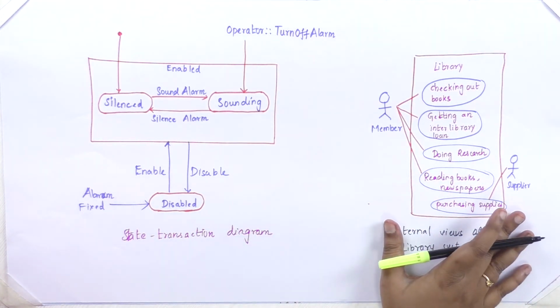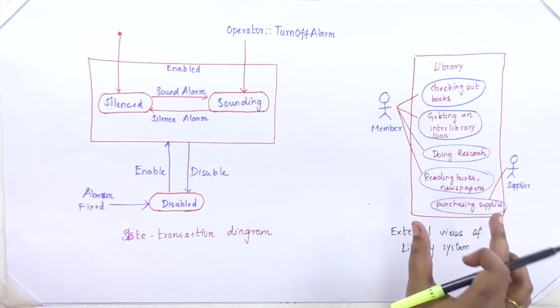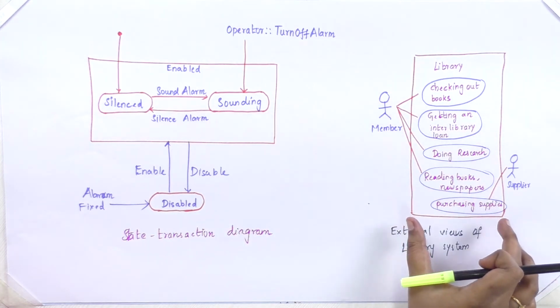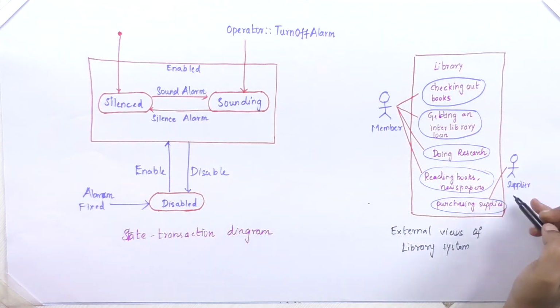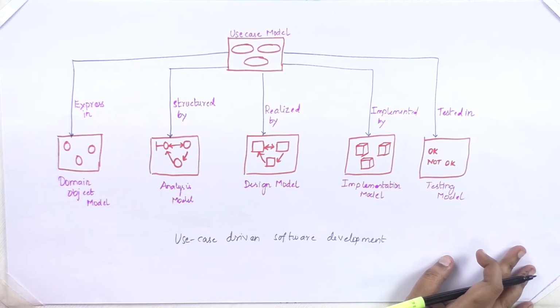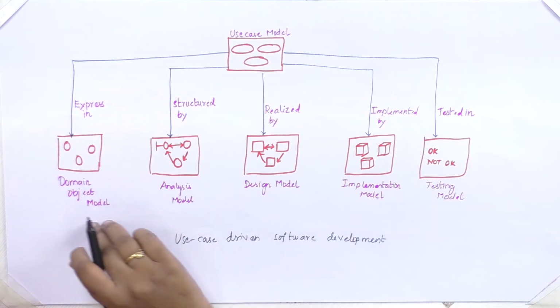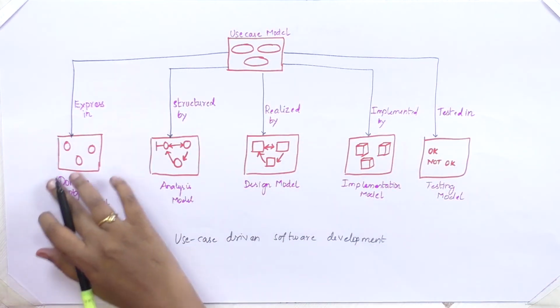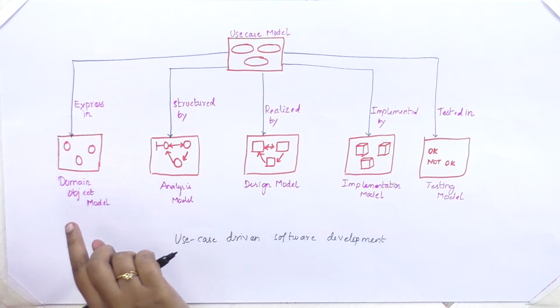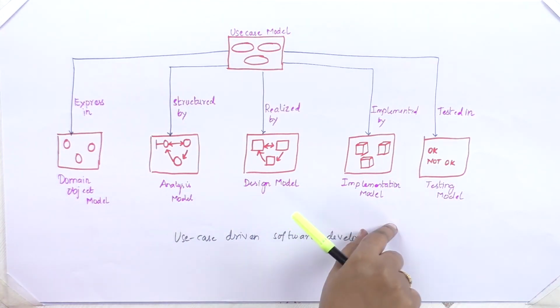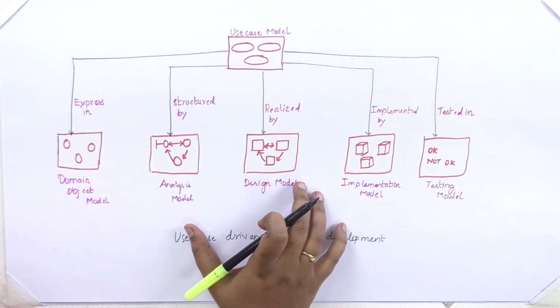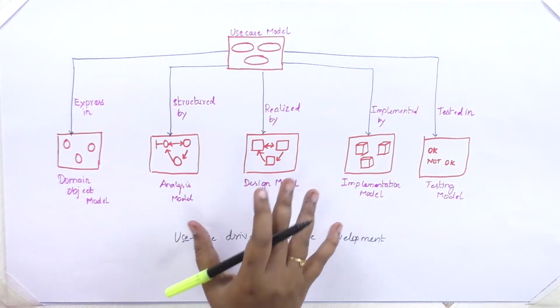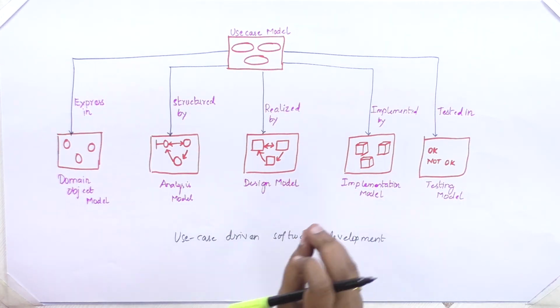So this use case diagram says how the actors will be communicating with the software, with the system, how the actors will be communicating with the processes that you have in the system. As we have already discussed, the object-oriented software engineering technique has 5 stages, that is domain object model, analysis model, and so on. So this diagram represents the phases that we have in object-oriented software engineering, the models we use to develop software.